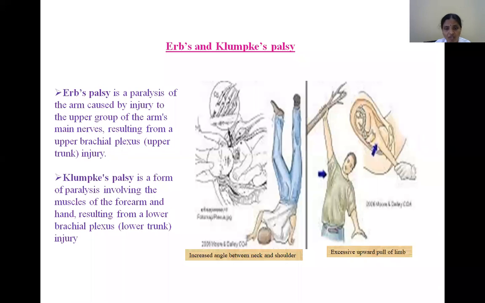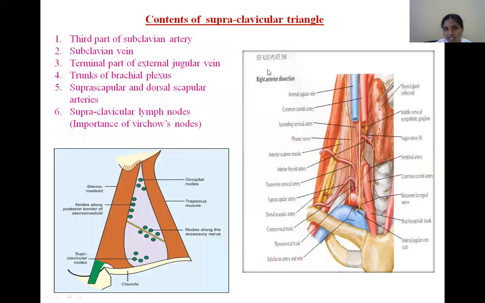There is also wasting of the muscles of the hand. So what happens? The hand is completely in over-flexion. That is the position of Klumpke's paralysis. Anatomically we can call this a claw hand. So these are the two important paralyses. Why? Because the injury lies at the posterior triangle, so we must know what nerves are present in this posterior triangle.